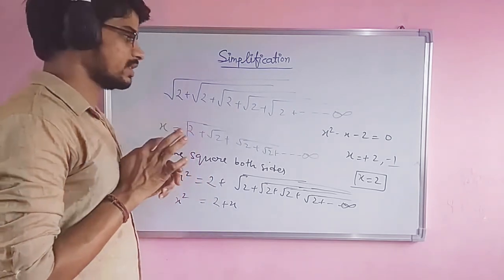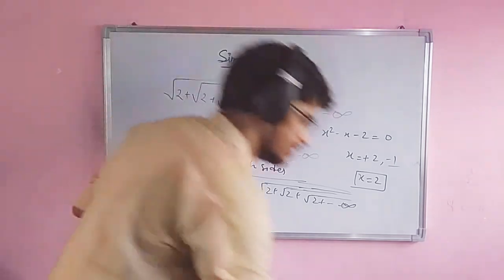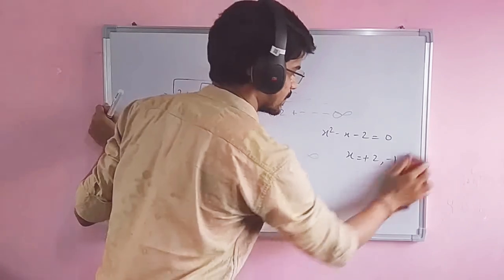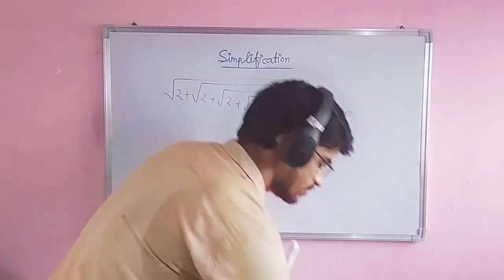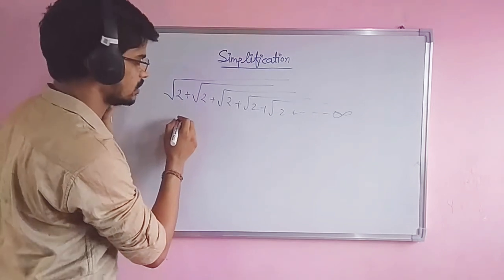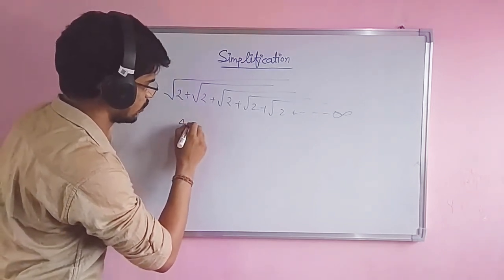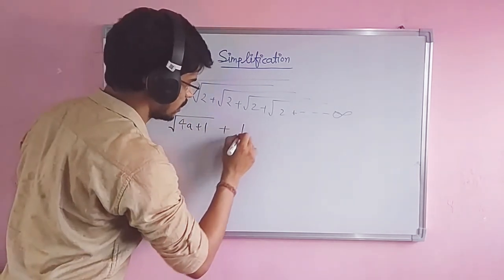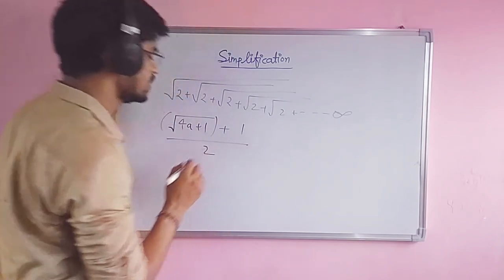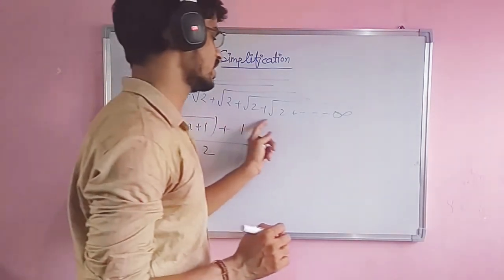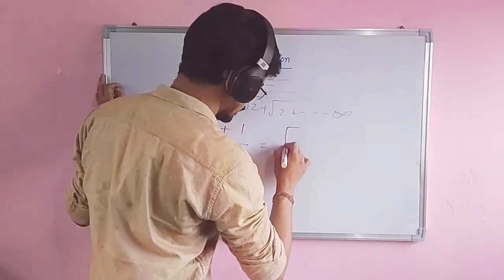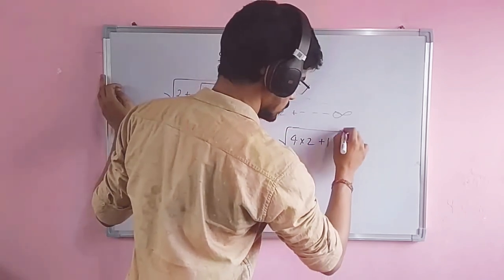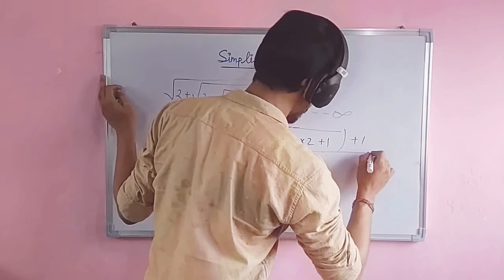This is solved by the basic method, but we have a trick to solve this question in less than 2 seconds. We have a formula: under root 4a plus 1, plus 1, upon 2. A is the repeating number. What is the repeating here? Yes, 2 is the repeating. Here 4 multiplied by 2 plus 1, upon 2.